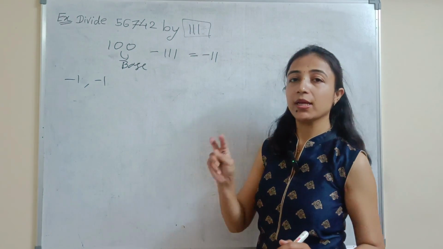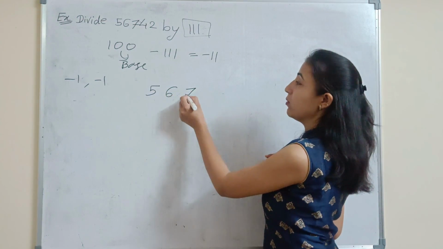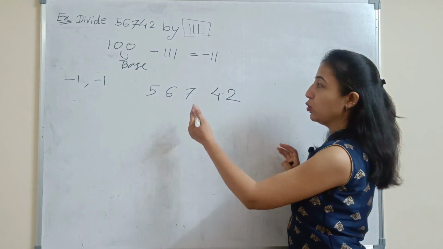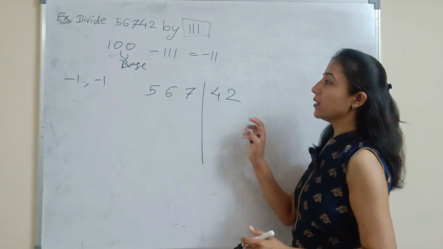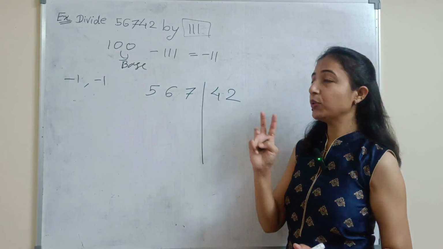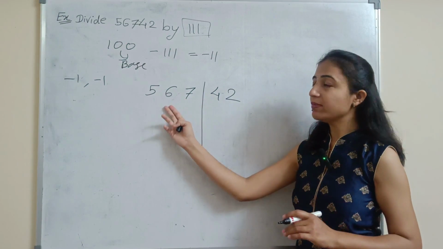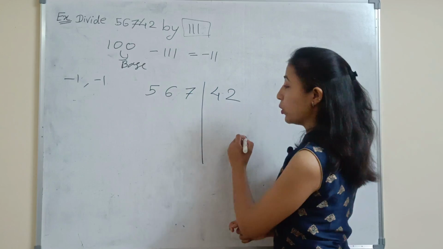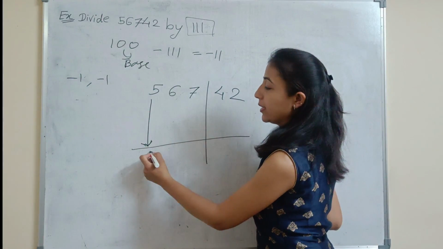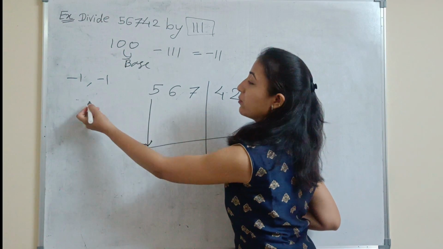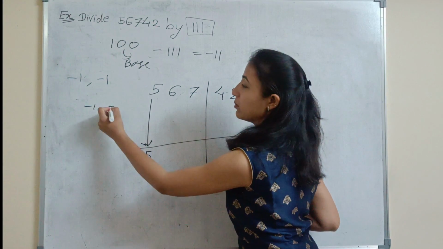So minus 1 minus 1, there are two multipliers, and we are dividing 56742. Break this number into two parts: the right side is our remainder part and the left side is our quotient part. As our base number 100 contains two zeros, we take the right 2 digits as the remainder part and the left side as the quotient part. What is the first step? We take our first number as it is, that is 5. Next we multiply by the multiplier and write down that multiplication here. Our multiplier is minus 1 minus 1.